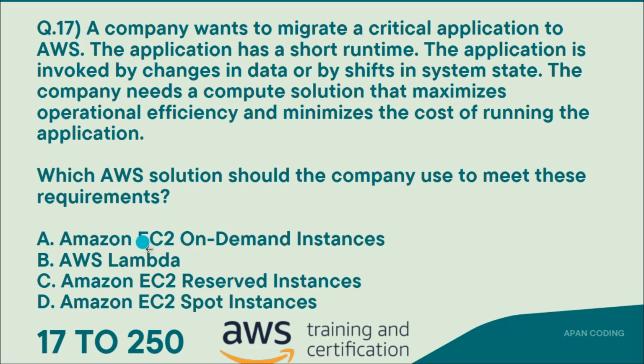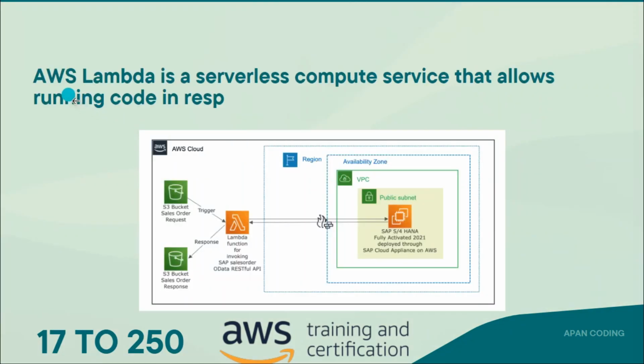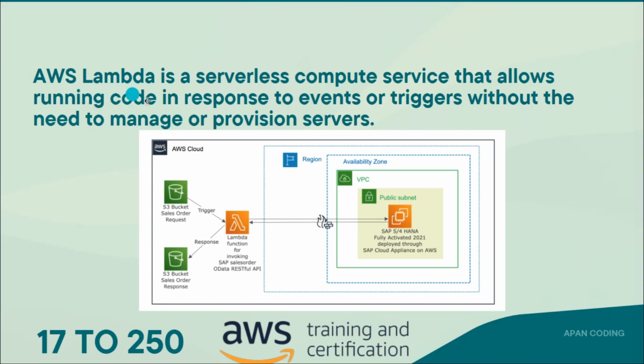So the answer will be AWS Lambda. You know Lambda is serverless. With the explanation here, AWS Lambda is a serverless compute service that allows you to run code in response to events or triggers without the need to manage or provision servers. You can see the image here: the ordering request, and also the response to the order request. Here the Lambda service is being used.